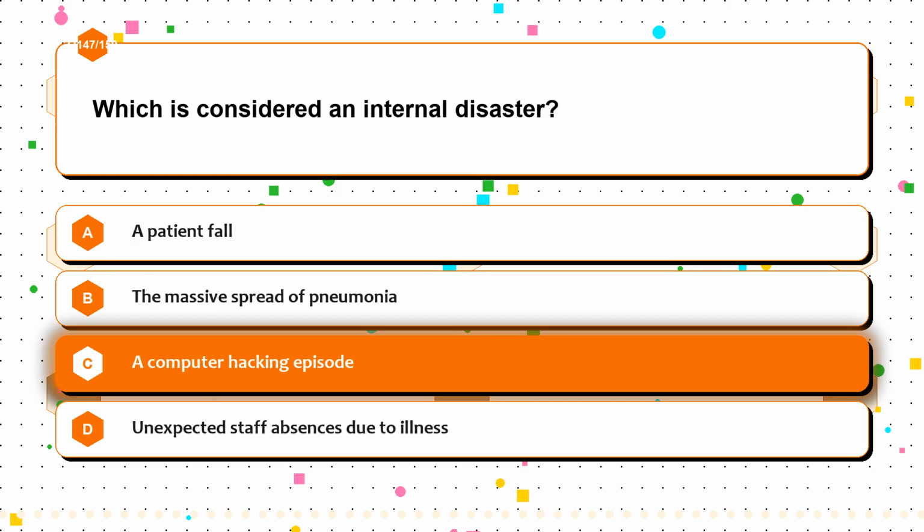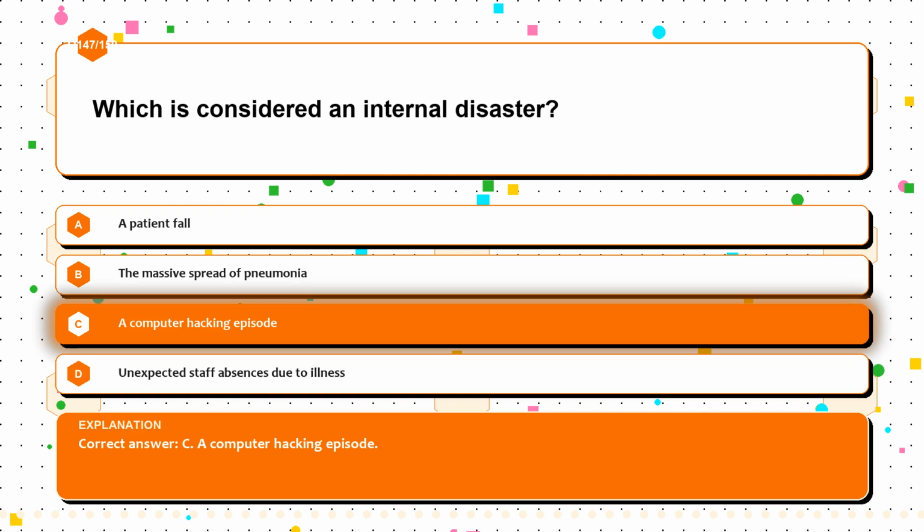The correct answer is option C. A computer hacking episode.